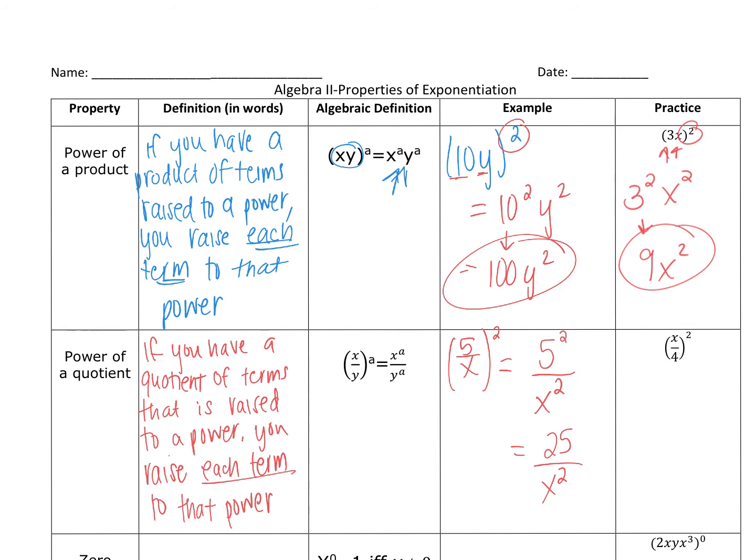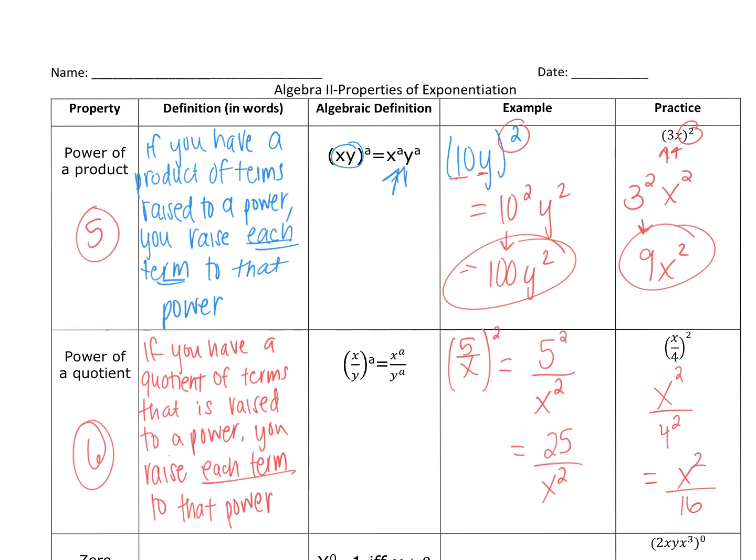Then we're going to do the same exact thing with the practice problem. We could break this down into x squared all over 4 squared, which would give me x squared divided by 16. And the top one was property 5, and the bottom one was property 6. Okay?